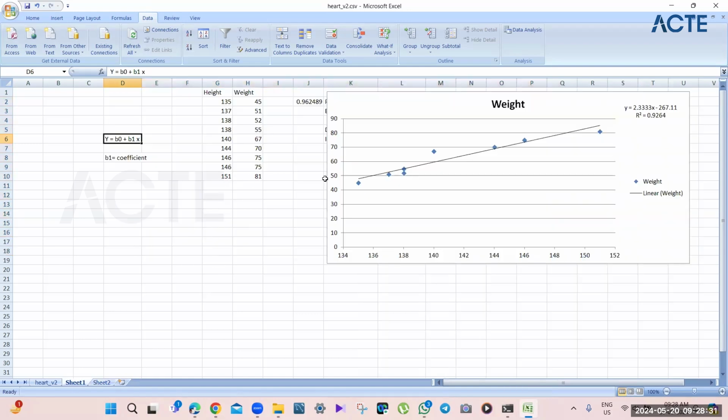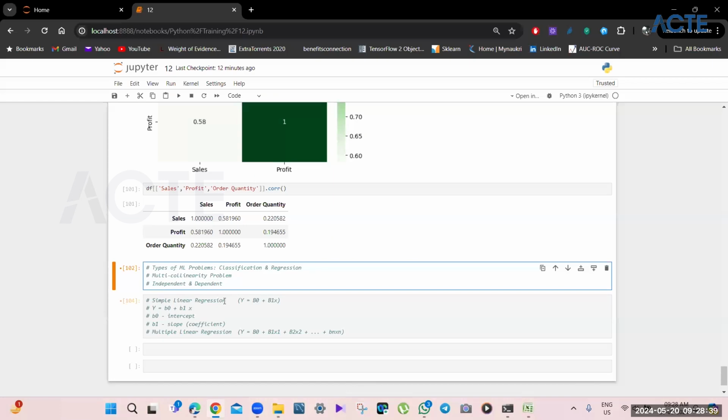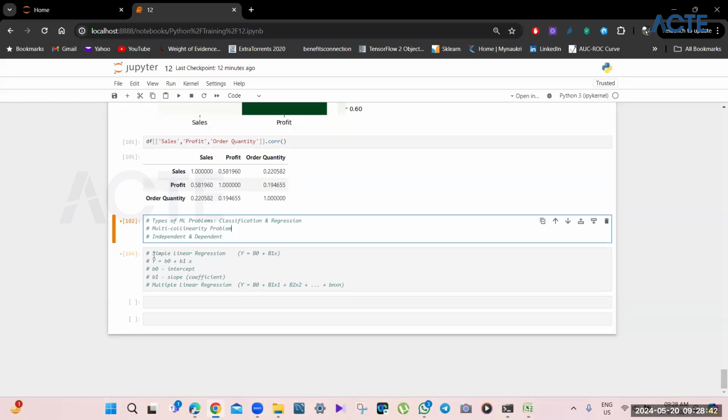Similarly, between height and weight, so okay, let's come back to the basics first. We understood what simple linear regression is. Now, why are you calling it simple? Because it has one independent variable.